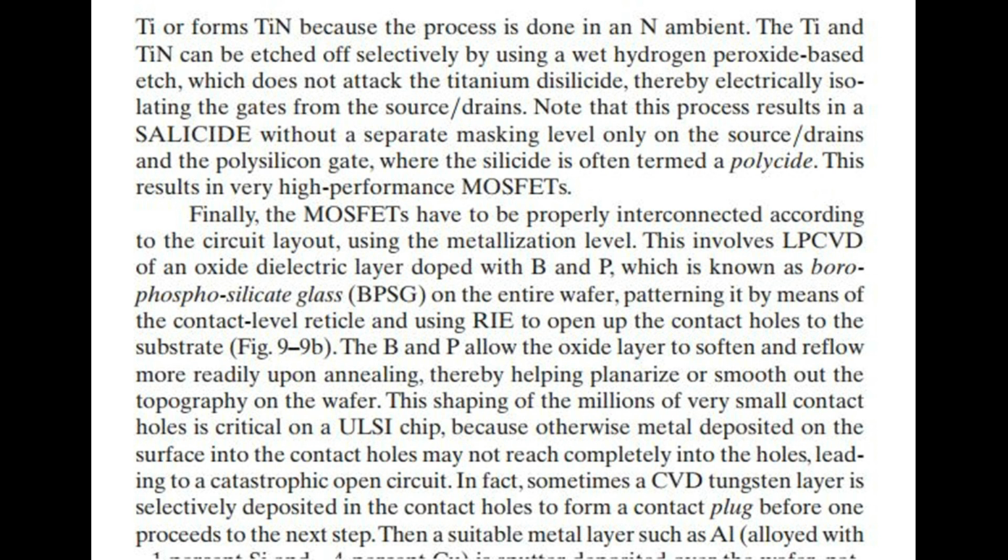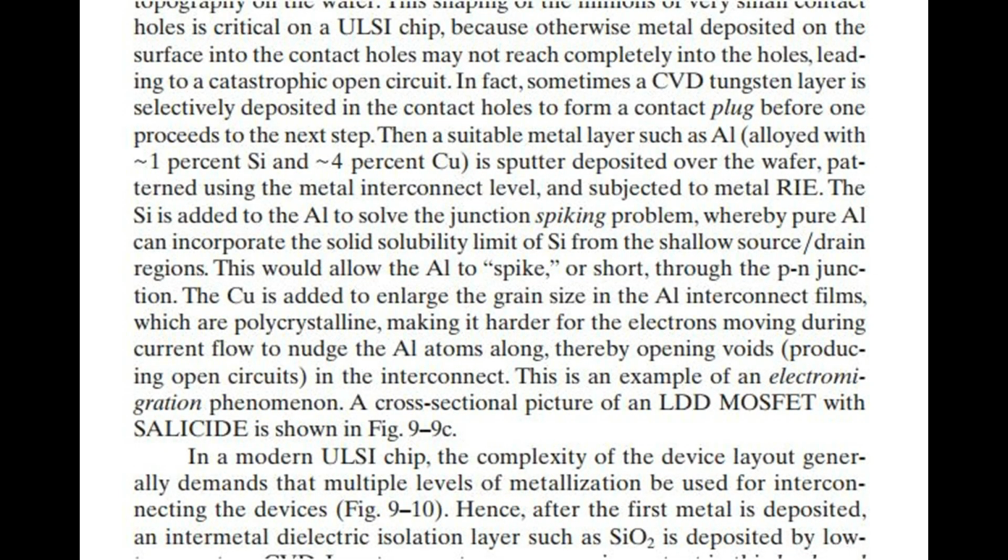The boron and phosphorus allow the oxide layer to soften and reflow more readily upon annealing, thereby helping planarize or smooth out the topography on the wafer. This shaping of the millions of very small contact holes is critical on a ULSI chip, because otherwise metal deposited on the surface into the contact holes may not reach completely into the holes, leading to a catastrophic open circuit. In fact, sometimes a CVD tungsten layer is selectively deposited in the contact holes to form a contact plug before one proceeds to the next step.